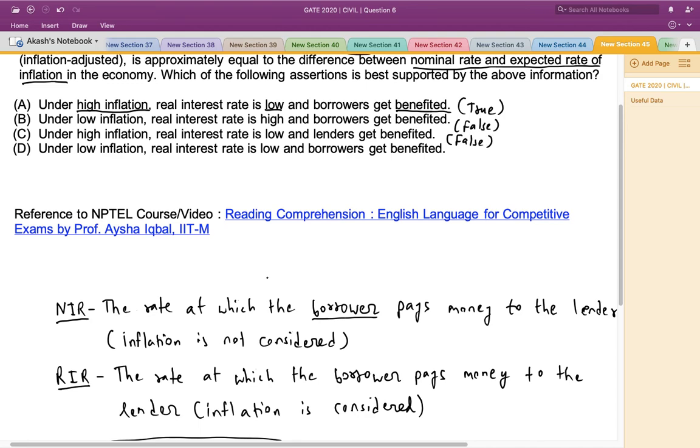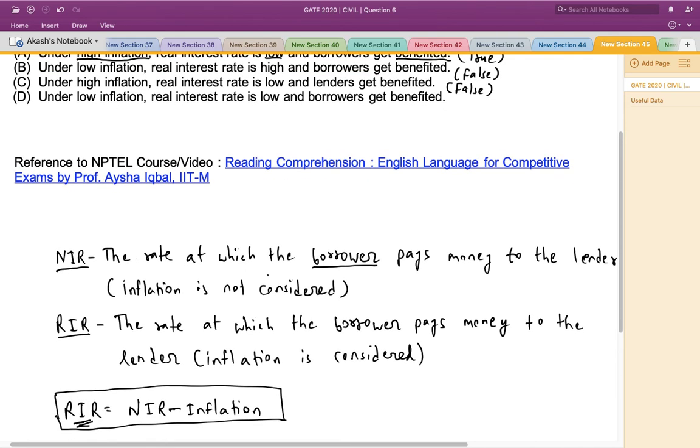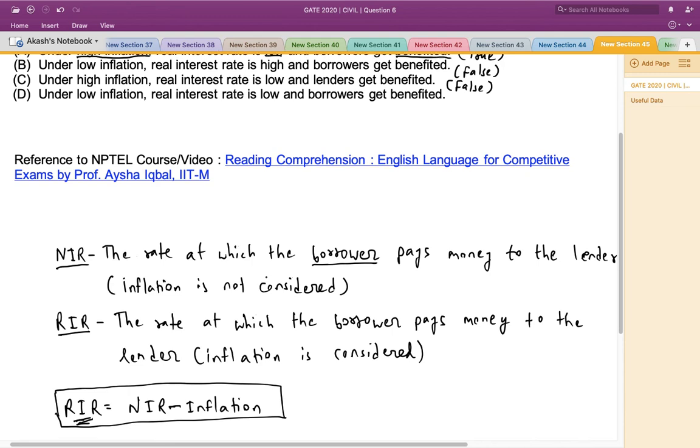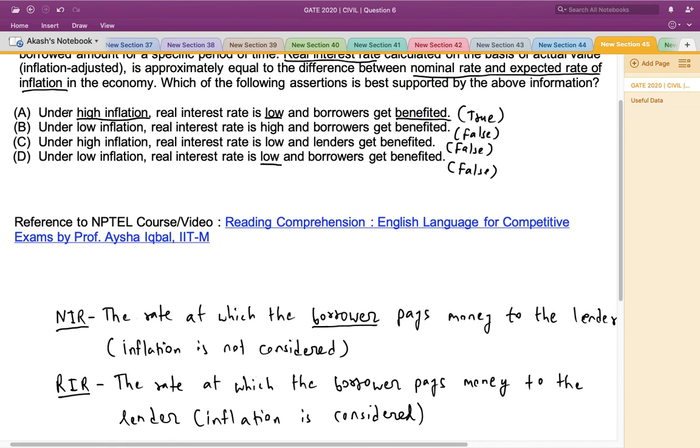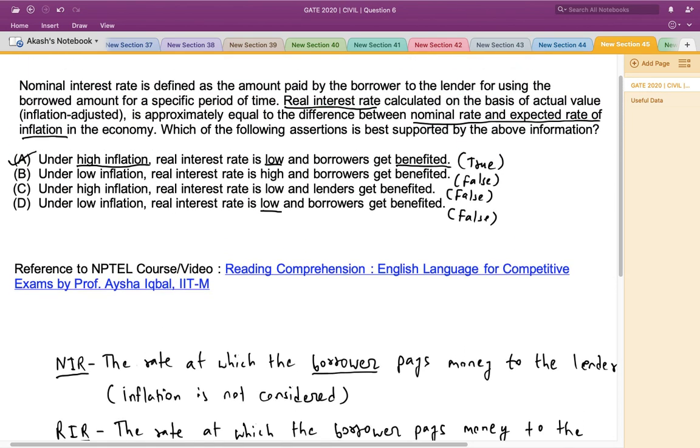Now let's look at the last option, which says that under low inflation, real interest rate is low and the borrowers get benefited. If the inflation is low, the real interest rate would be high, which is false in this option. Also, since the real interest rate is high, the lenders would be the people who will be benefited, not the borrowers. So both the cases would be wrong. So the only option which is right is option A. So option A is the right answer.